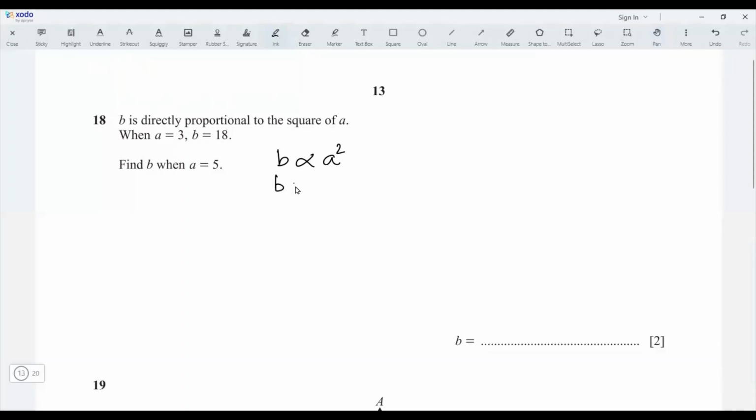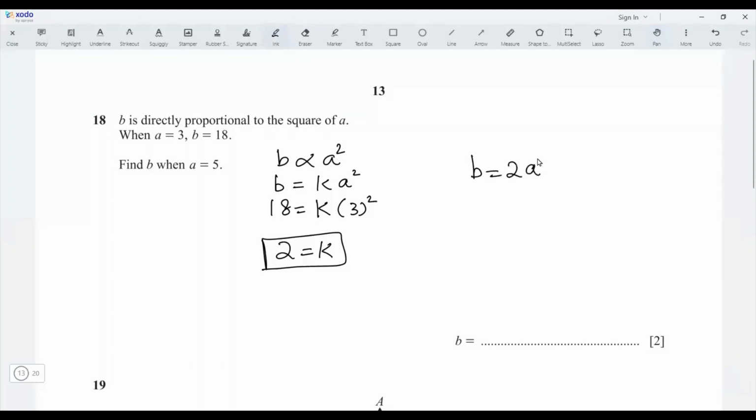So replace that sign with K, equals to K times A squared. Replace that B with 18, equals to K times, what about A? The value of A is 3. 3 squared is 9. 18 divided by 9 results in 2. So you can do it directly. I've done it directly. No need to show each and every working for a 2 marks question. If you do it like this, it will be fine. Replacing here, B equals to 2A squared. So this is the equation connecting B and A.